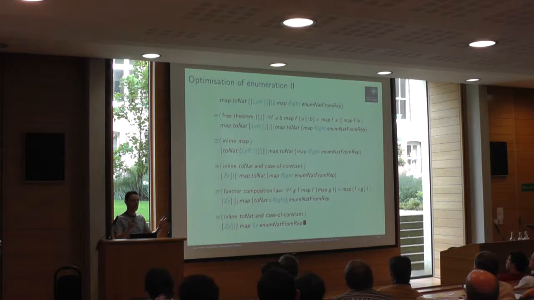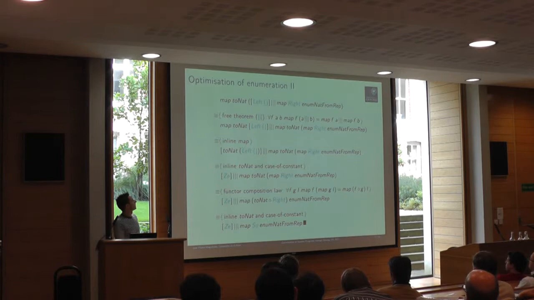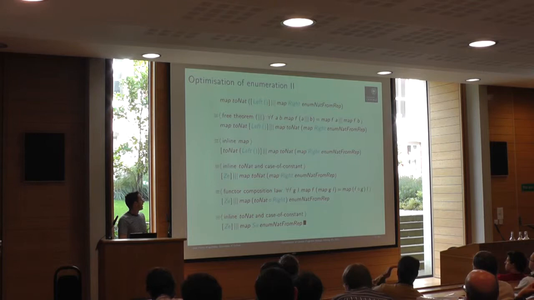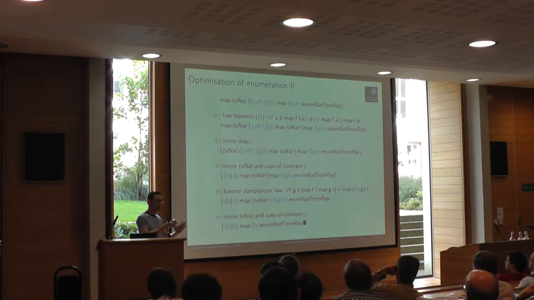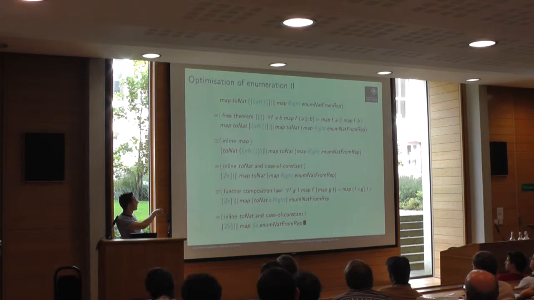Strangely enough, we're going to use the duplication of a map as an optimization, because this will lead us to later finding out that we can remove things. So now we've distributed the map. We have a map toNat on the left and a map toNat on the right. We go on. We use the same trick, and here on the left we have map applied to a single element list, so we just inline it. And now we see here toNat applied to something. We can just inline it, and toNat is a case analysis of a left or a right case. So if we apply a case of constant, because we know that it's a left, we're going to get directly the zero on the left.